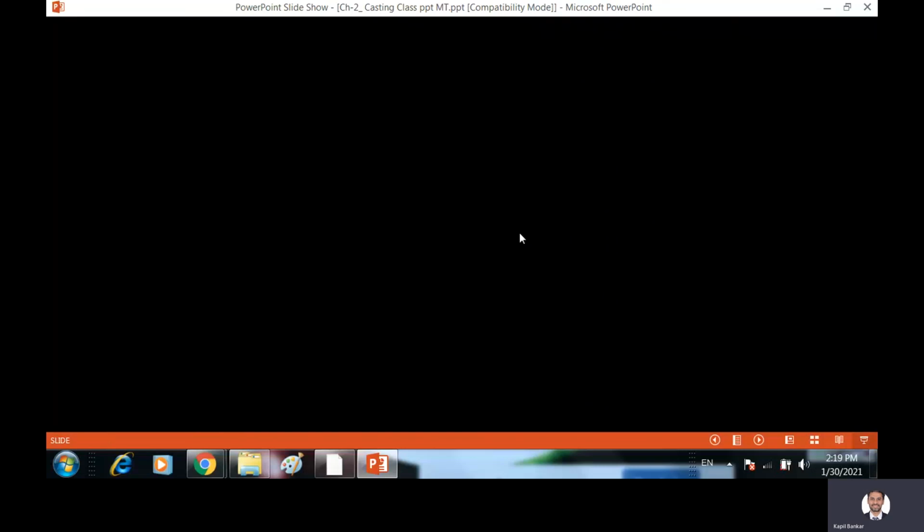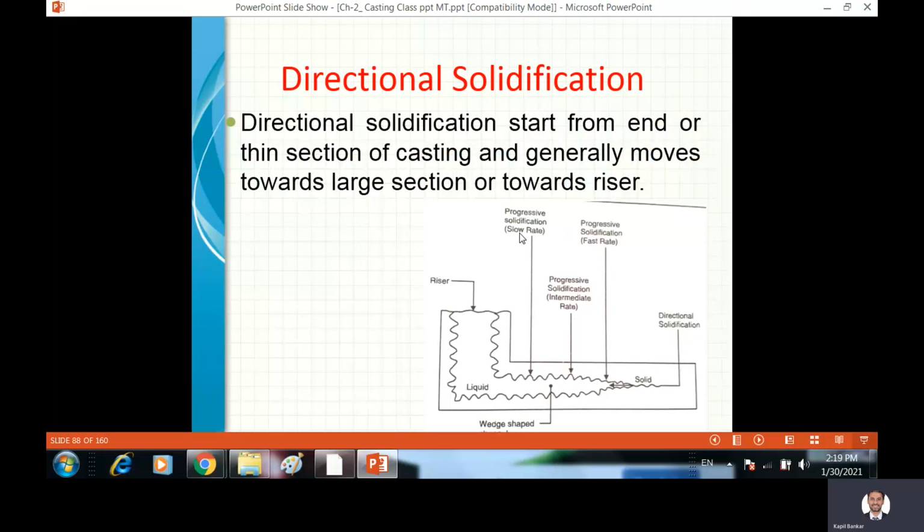Generally, showing this figure, progressive and directional solidification start in this mold when you pour the molten metal and the molten metal reaches each and every portion. Then the solidification will start. It will start from the wall towards the center, and another solidification starts from the end portion toward the thick portion, or from the thin portion to the thick portion.